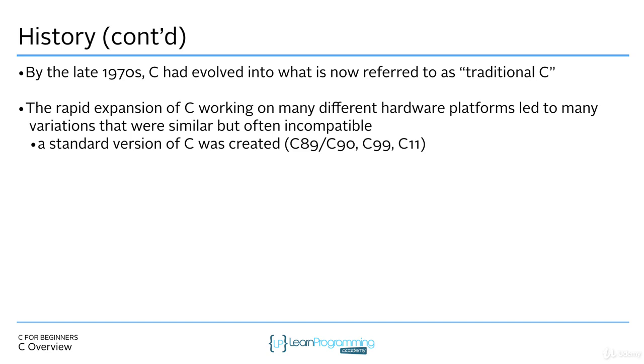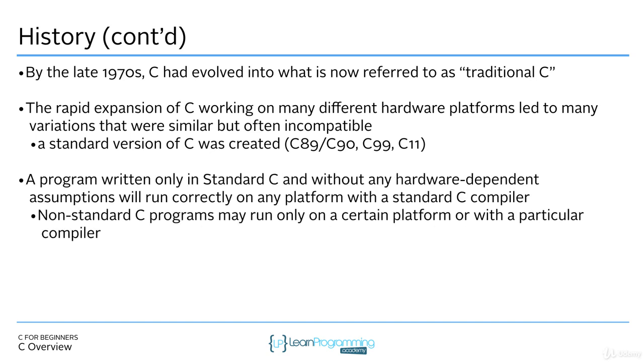So I want to talk a little bit about the different variations of C. And what this really means is there are different standards. Just like there's a Windows 10, a Windows 8, a Windows 7, there are different versions of C. There's C89, C90, C99, and C11. And this basically represents the years, 1989, 1990, 1999, and 2011. So there are standard versions of C. A program written only in standard C and without any hardware-dependent assumptions will run correctly on any platform with a standard C compiler. It's always important to have standards.